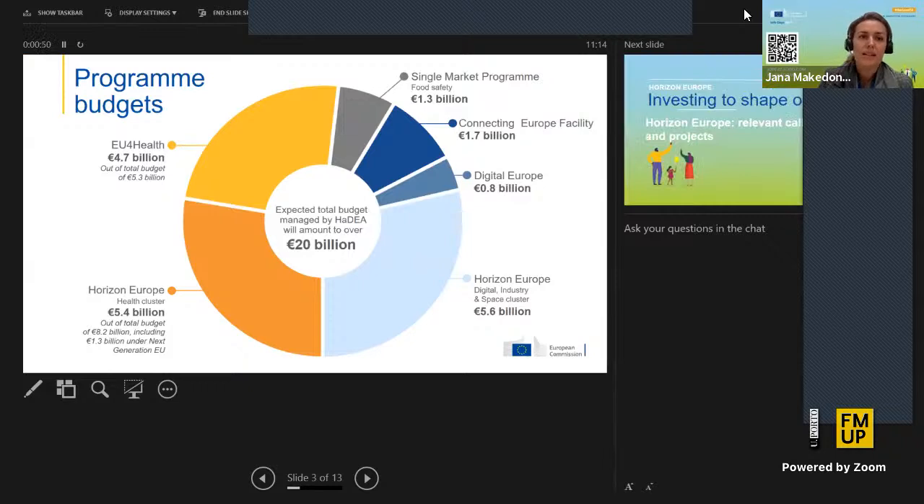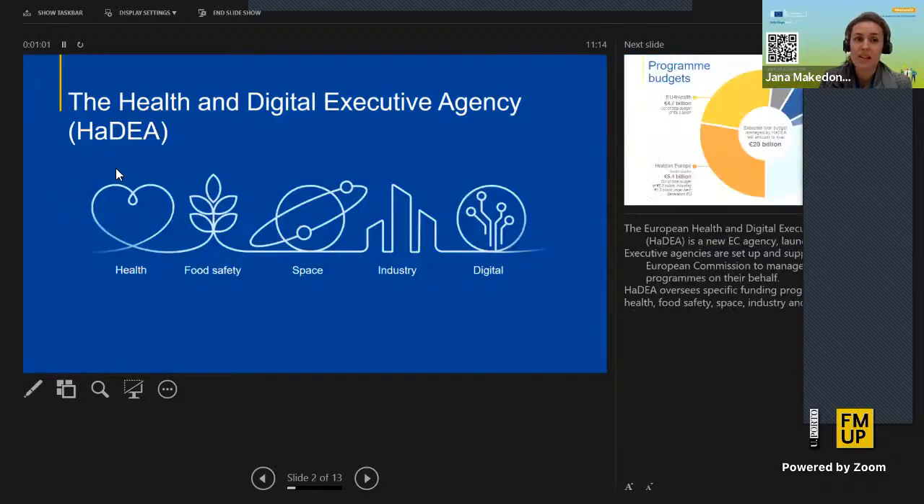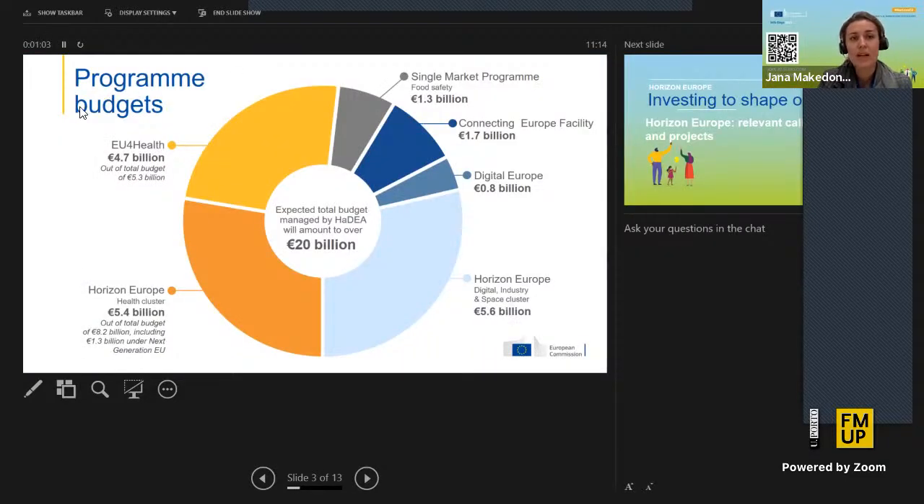So this is more or less the budget distribution per different programs, and my unit manages Horizon Europe Cluster 1 on health, and as I mentioned, Horizon 2020 legacy programs. But you're certainly aware, apologies, you are certainly aware of the EU for Health program, which is responsible for the management of the joint action.